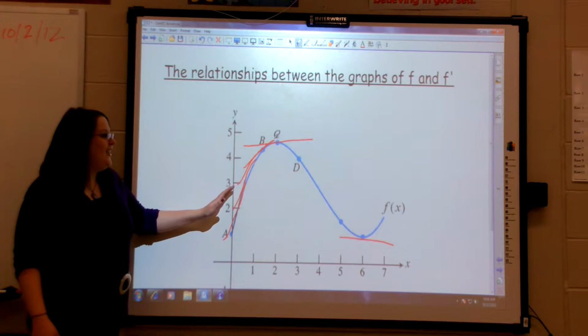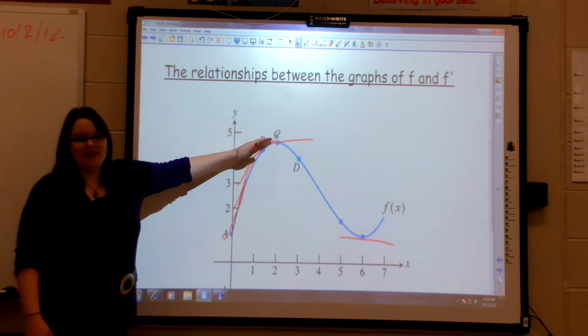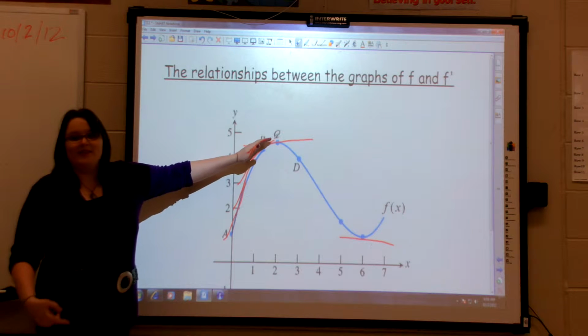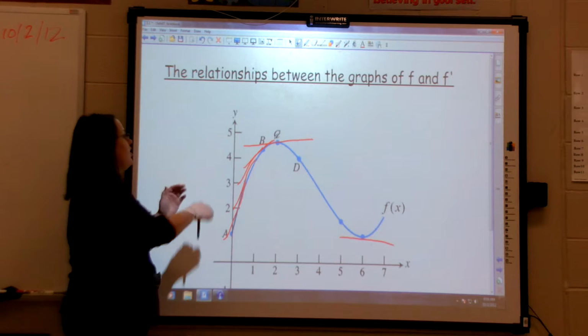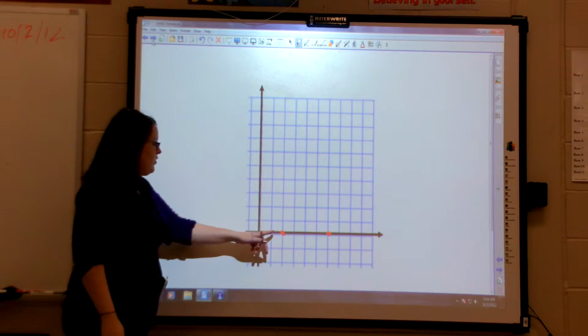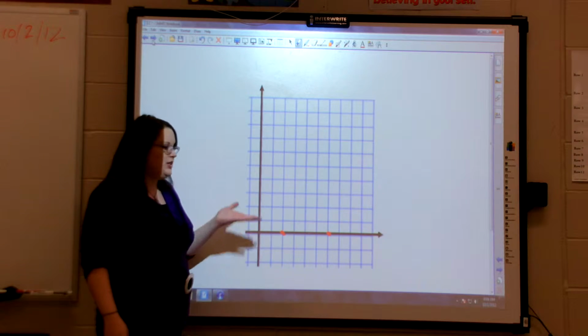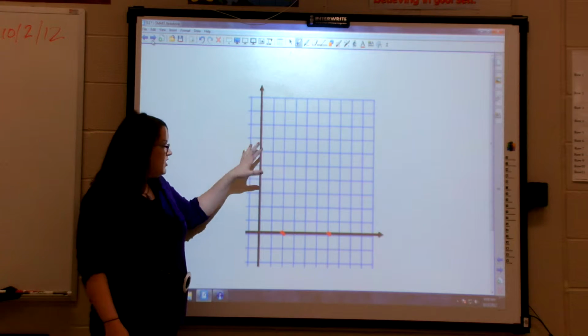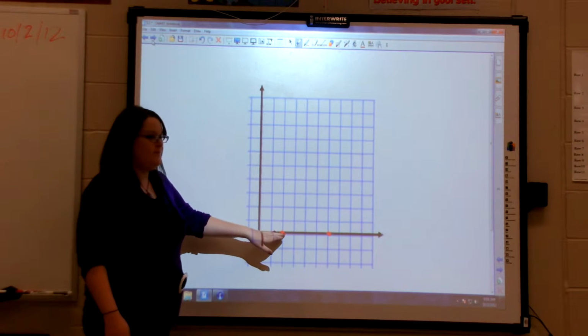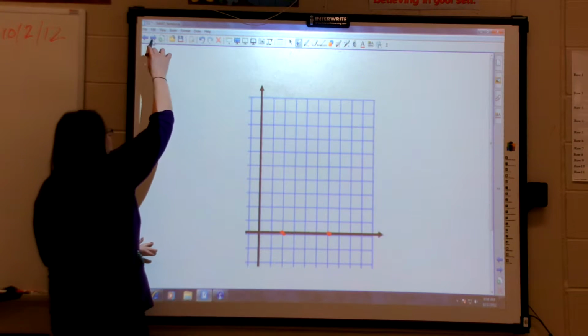Anyway, they're all positive. Because I said before 2, what happens? Okay. Yeah. So they're all positive. So in my graph, before I hit 2, I better be positive, which means above the x-axis. So I know I'm going to be positive until I get here. Okay? Then let's look afterwards.